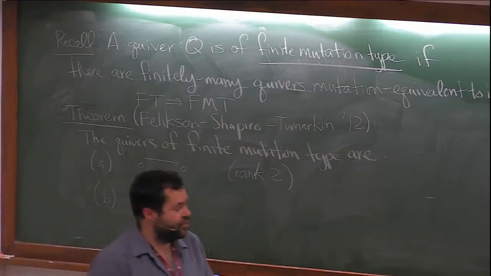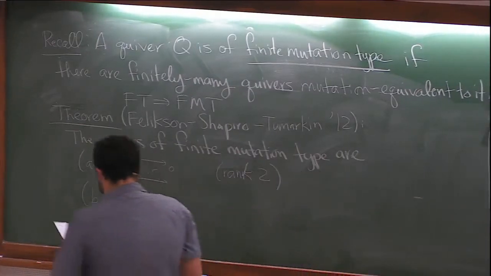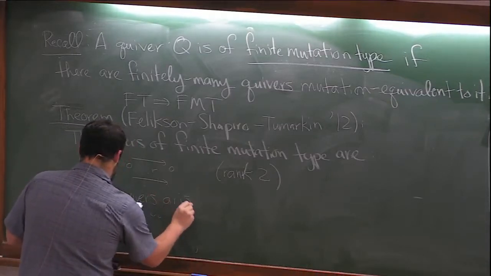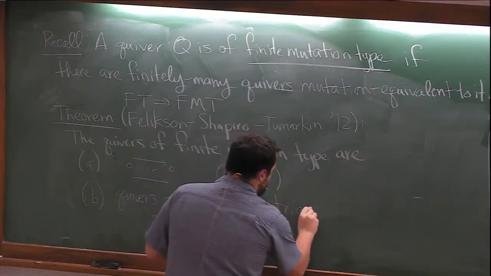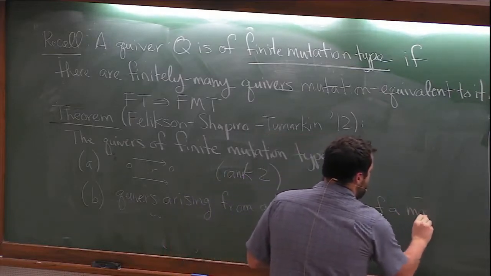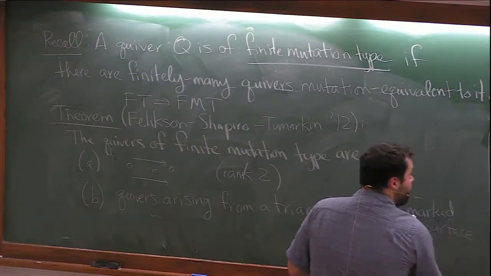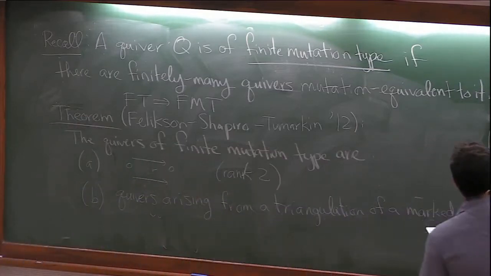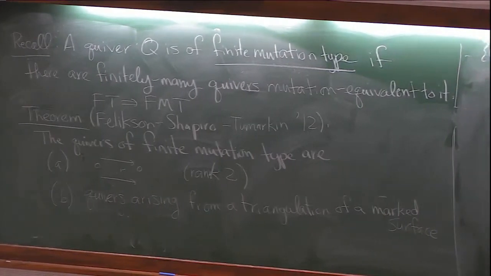The second category is quivers that come from surfaces, like this. Quivers arising from a triangulation of a marked surface. Okay. And then 2 more. But this is by far the most of them.